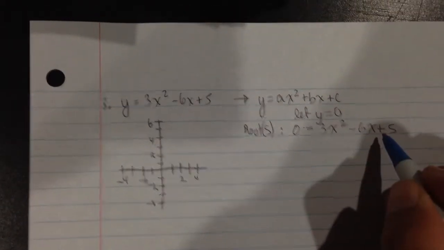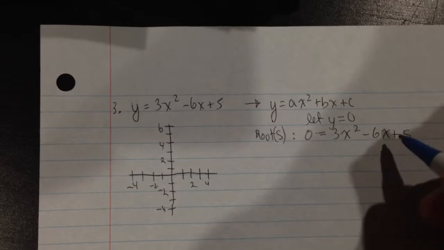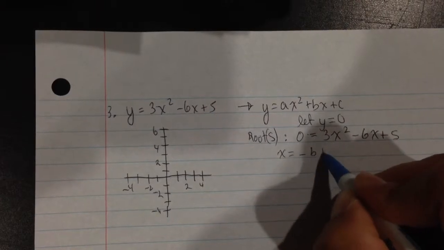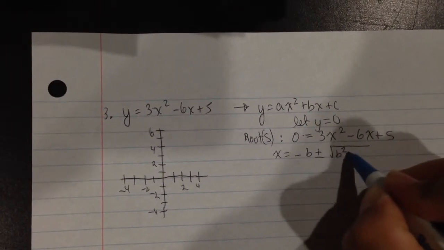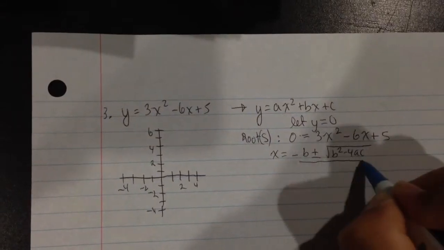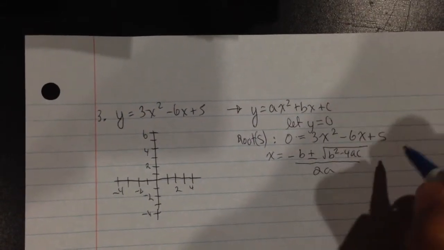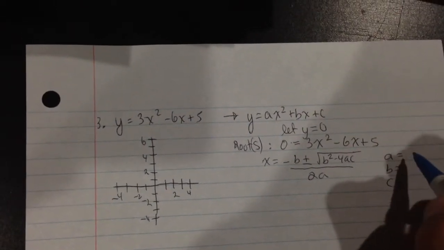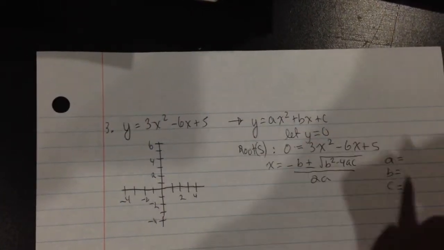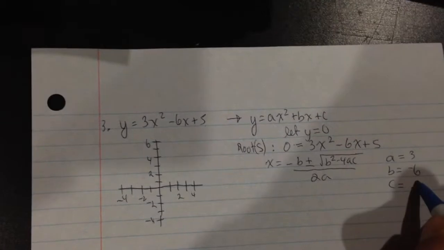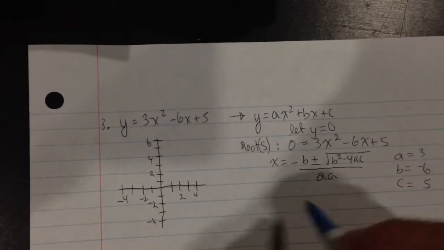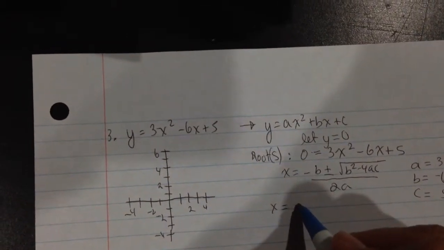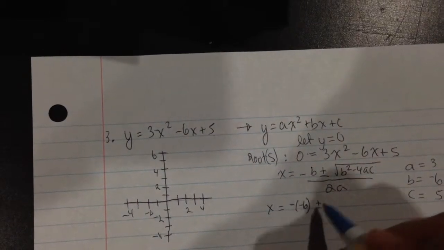But it turns out that if you use your traditional factoring method, it won't work. So what we have to use is the quadratic formula, which means x is equal to negative b plus or minus the square root of b squared minus 4ac, divided by 2a. Since it's in standard form, I should easily be able to identify my a value, my b value, and my c value. My a is 3, my b is negative 6, and my c is 5. Just matching the variables up, right? Now you just substitute the values for the letters and solve for x.